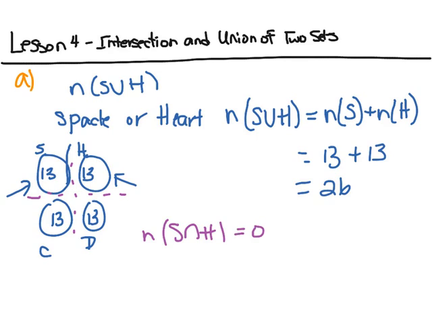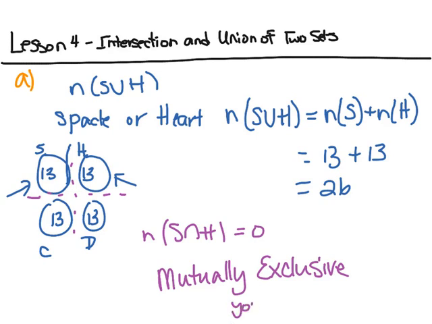We have no intersection. And what this is called is it's mutually exclusive. It means that each event is exclusive for that event. You can't have more than one thing happening at once. So you can't draw a heart and a club at the same time. I realize that doesn't look anything like a club.